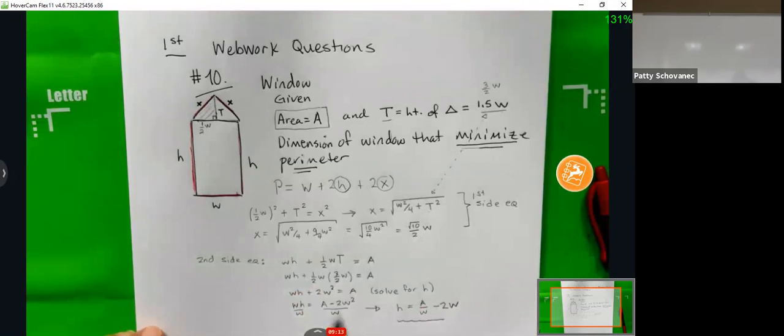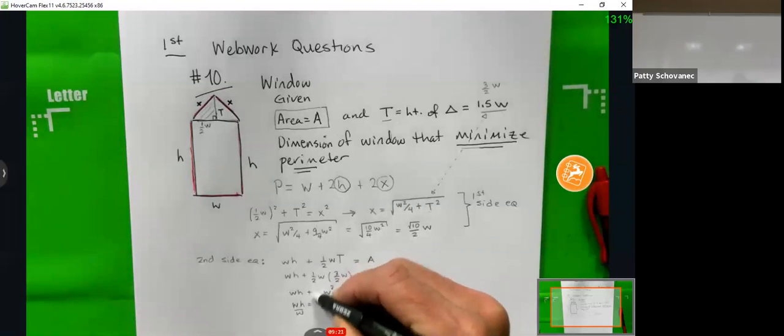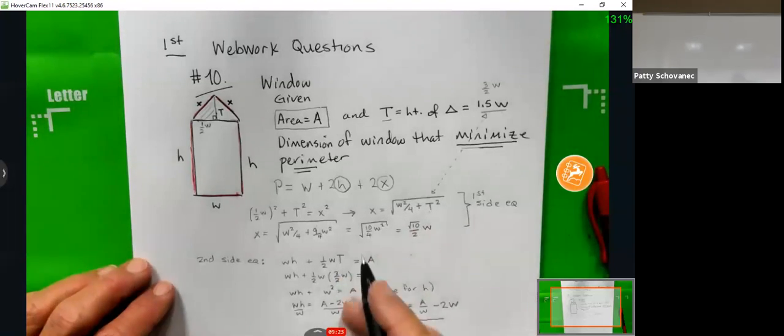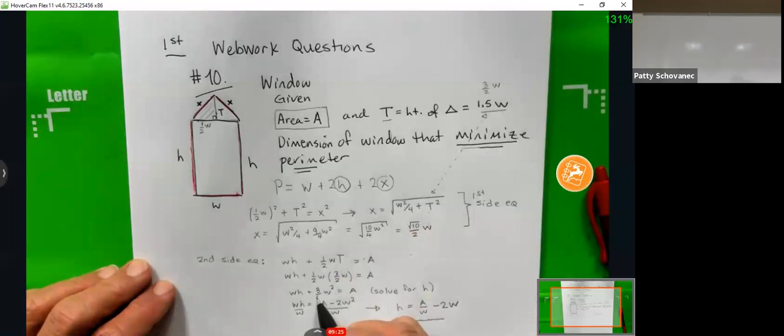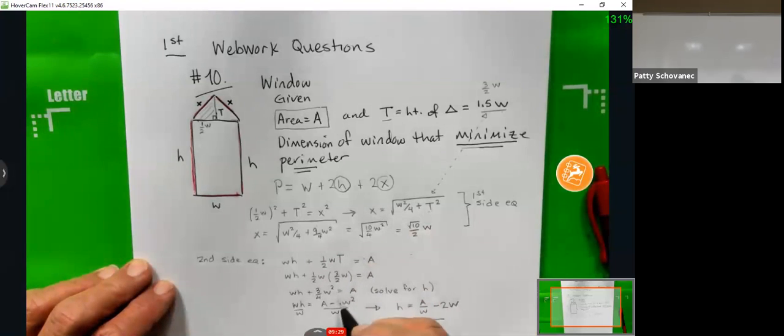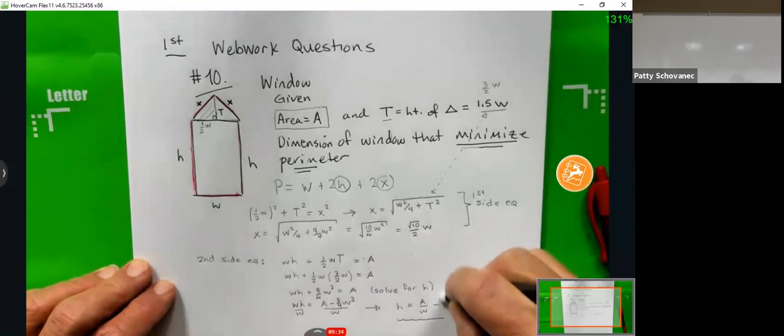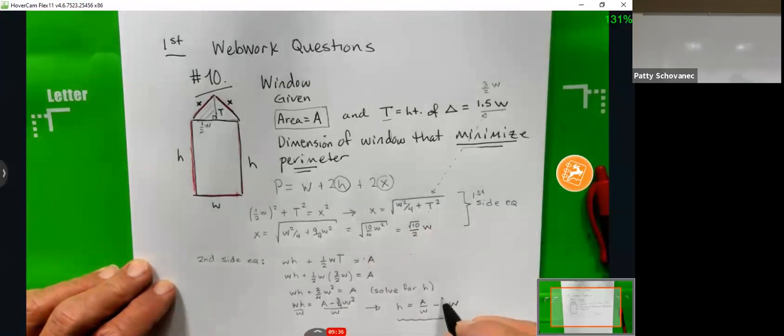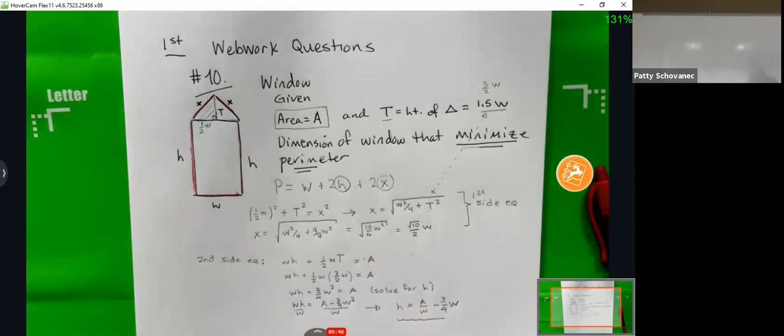Wait a minute. 3/4. Oh, right, 3/4. I'm multiplying. Let's fix everything. That's 3/4 w squared. And so that is a 3/4 w. Now, is that better?